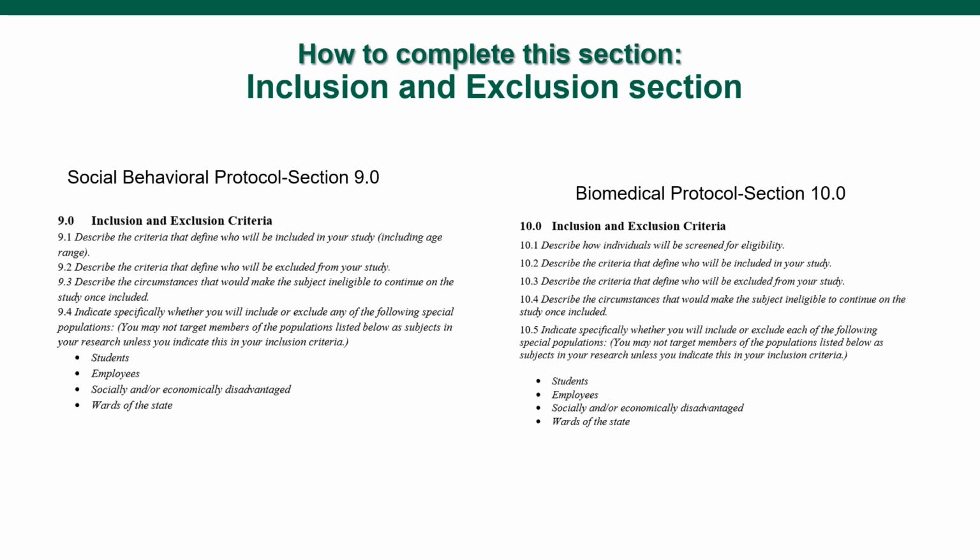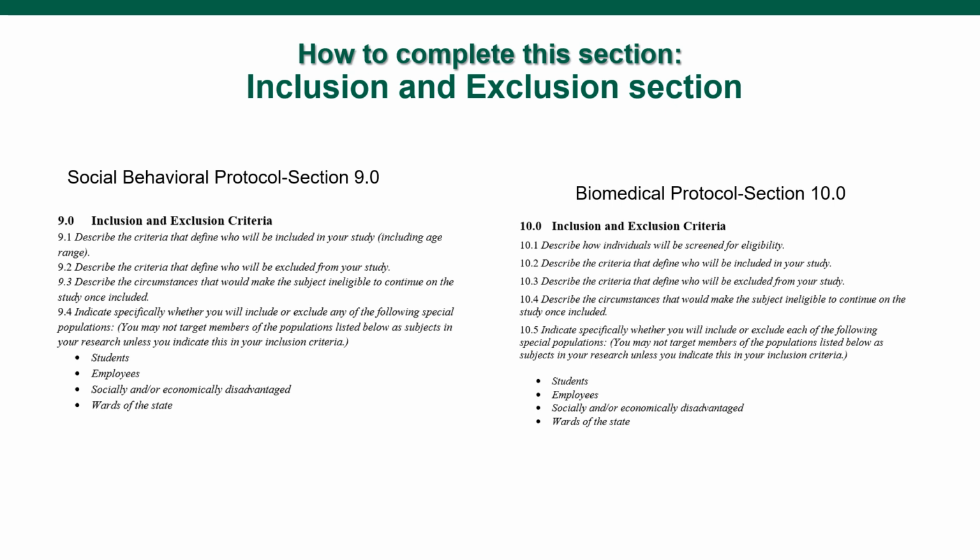Now, let's jump down to the next one, which would be 9.3 for social behavioral and 10.4 for biomedical. Now, this bullet is asking if you, the PI, have circumstances that would make a subject that's already in your study ineligible to continue in your study. Let's use an example.